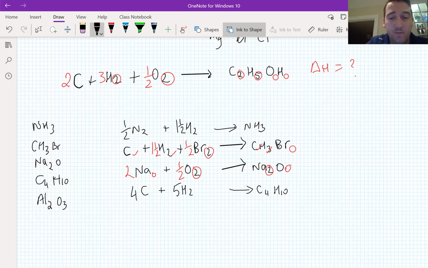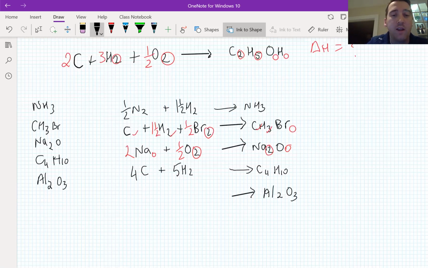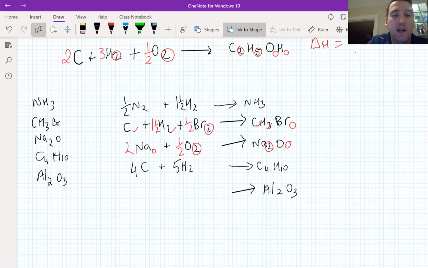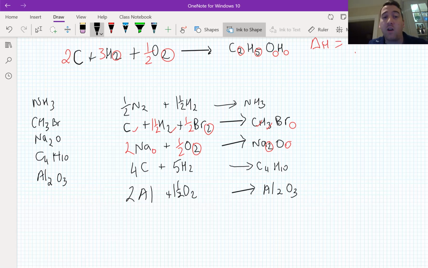And the last one, the compound we're forming is aluminium oxide, Al2O3. We're forming 1 mole of that. So the elements are aluminium plus oxygen O2. To balance this, we're going to need 2 aluminiums and 1.5 O2s. Guys, well done if you got those right. Those were quite challenging, but it's a key skill being able to write heat of formation equations.